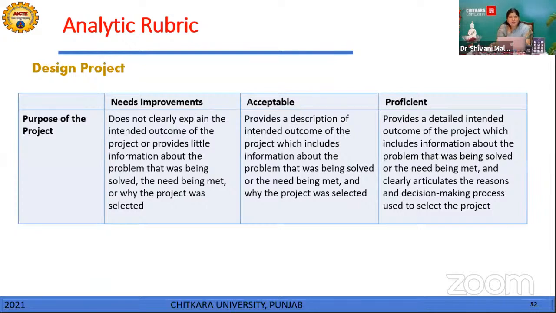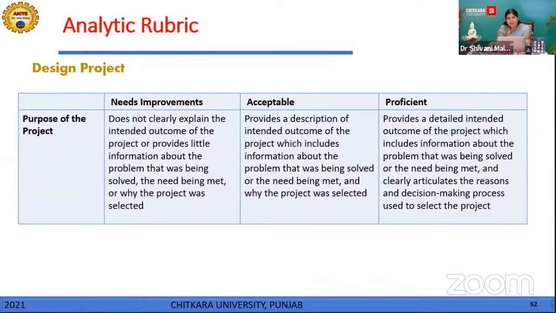If a student does not clearly explain the intended outcome of the project or provides little information about the problem that he is going to solve, in that case, definitely he needs improvement, because he is not clear about why the project was selected. So that's why he needs improvement in that.